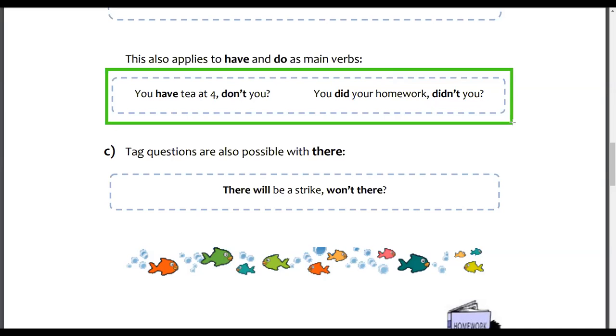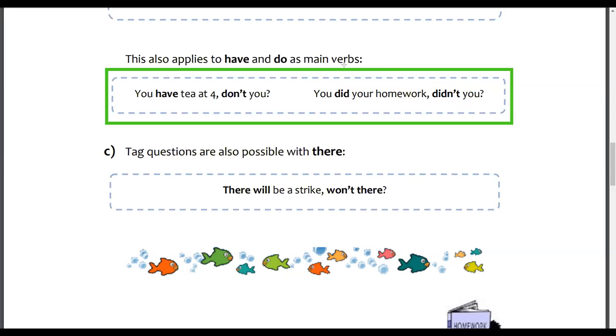Another way to do this is with another auxiliary verb. You did your homework, didn't you? Maybe your mom is the one who is asking this question. You did your homework, didn't you? Right? This is something very natural that happens to moms all over the world. Anyway, let's go on to the C section here.